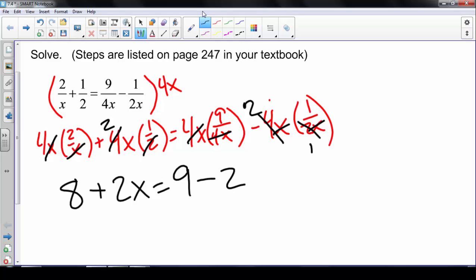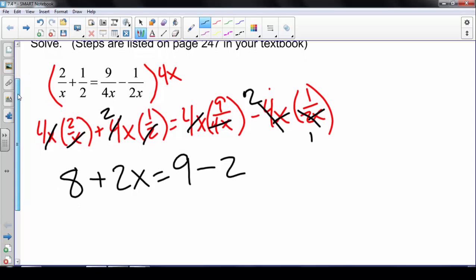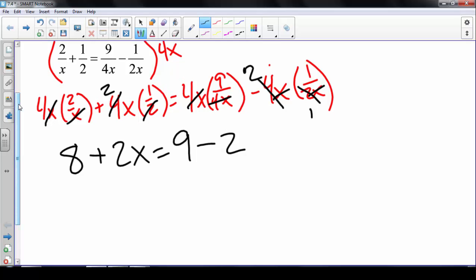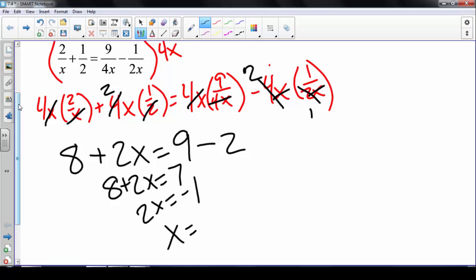Now this is a lot easier to solve. That's why you want to find whatever the lowest common denominator is. And when you multiply it to both sides or to everything, you actually get rid of your fractions. Remember back in chapter 2 when we did that, and then we get something that's a lot easier to solve. So x equals negative 1/2.